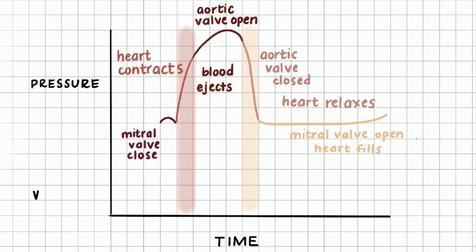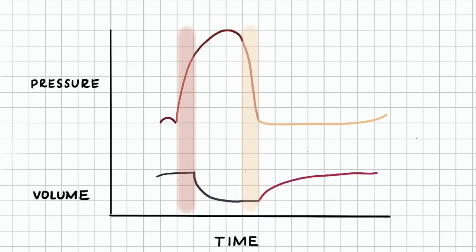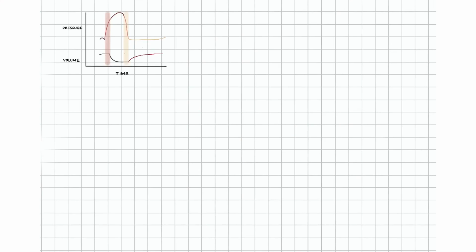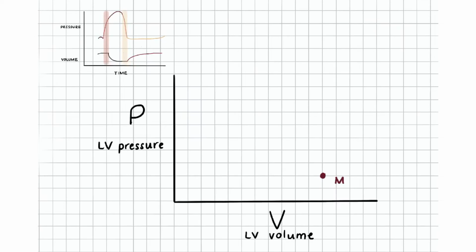Then we can look at volume over time. There are two sections of the volume curve where the volume remains stable because both valves are closed, and those are represented in pink and orange. Let's look at the same information again, but this time plot pressure as a function of volume. So your y-axis is left ventricular pressure and your x-axis is left ventricular volume.